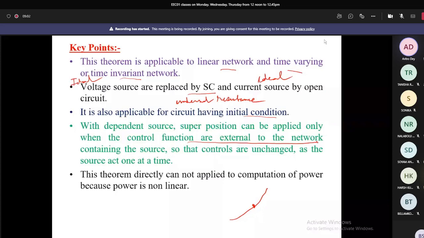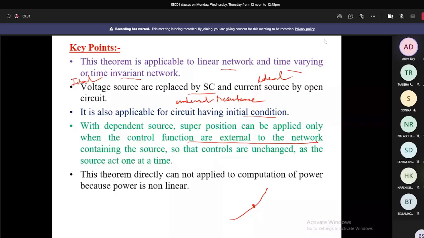But dependent sources, when the control function are external to the network containing the source, so that the controls are unchanged, that time you can use it, otherwise not. Okay, that means for a particular source, say it is a current source or voltage source, it is dependent on some other current to a particular element in the network. So if it is free from the network, then only you can apply. If it is dependent on the same network, you cannot apply.